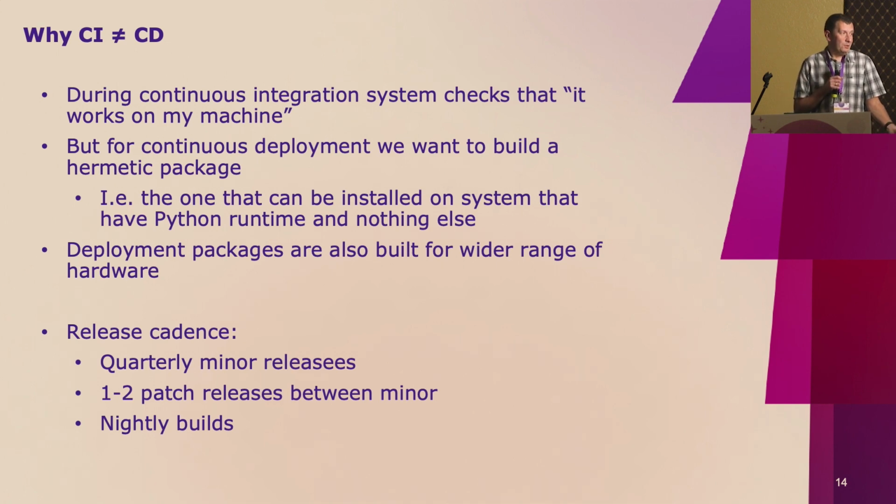Speaking about release cadence, we try to have quarterly PyTorch releases. 2.1 was released, I think, a few months ago. We try to do one or two patch releases. When we release the minor release, we can notice some regressions from the previous release, and we say, well, it would be good to be patched. So we release one or two patch releases between every minor release.